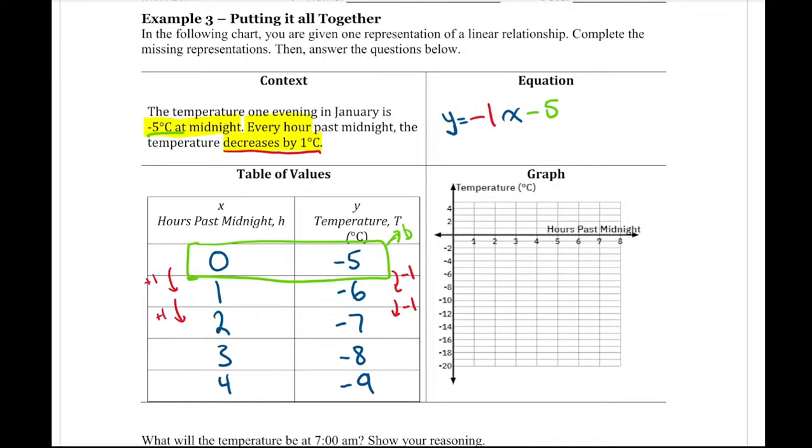And then to graph that, I can just plot the points. So I know that when x is 0, y is -5, and then it just decreases by 1 every hour. And again, you could continue to plot the other points, or draw a straight line to represent that. So there is our 4 representations for a linear relationship.